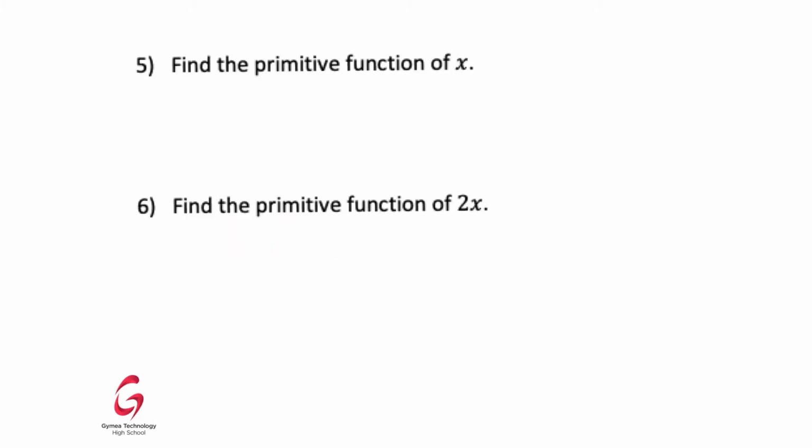Okay, in example 5 and 6, we're asked to find the primitives of functions. Okay, so our key verb for both these questions is find. And what we're being told to do is to find that primitive function of x, and in example 6, 2x. Okay, so what this word primitive means is we're going to move back.